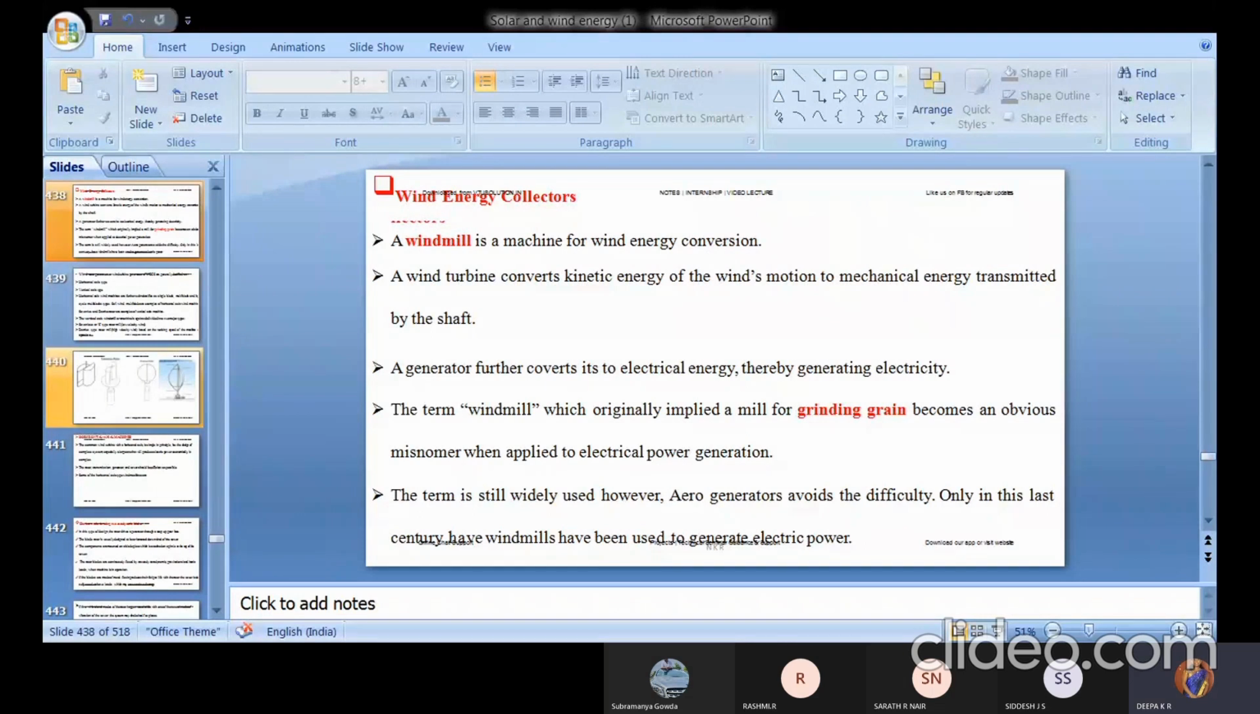Aero generators avoid this difficulty. Only in the last century have windmills been used to generate electric power. People started working on production of electrical energy tied to a grid system. Earlier, it was just for farming or small-scale household purposes. But huge generation contributing to the electricity demand has been done only in the past decade.